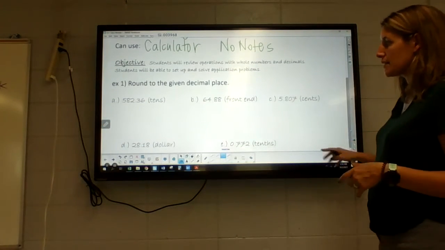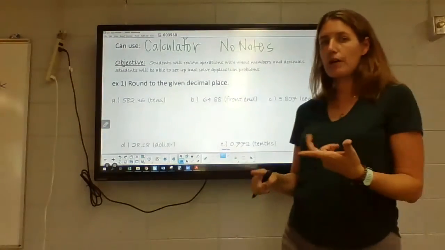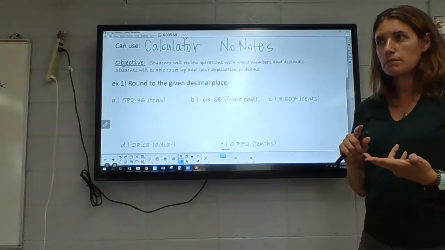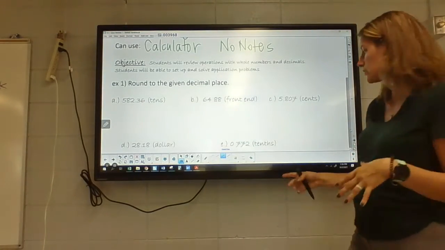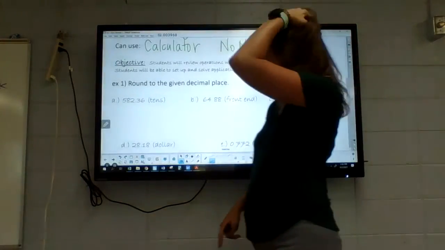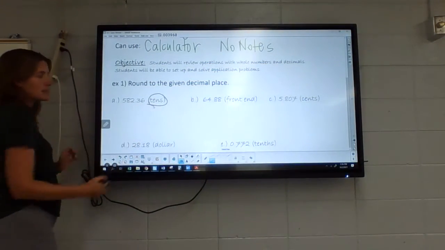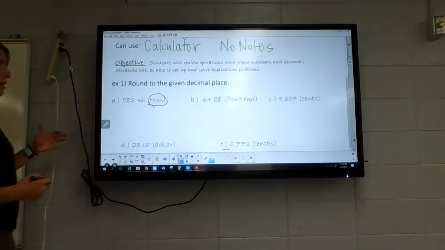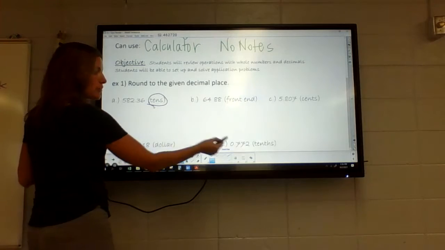So this is asking us to round to a bunch of different decimal places. So we round using decimals, we round using whole numbers, we round using change and dollars, so we're going to talk about all that. So rounding to the tens place. Notice tens is not decimals, that's whole numbers. Tens versus tenths. These two are two different things.